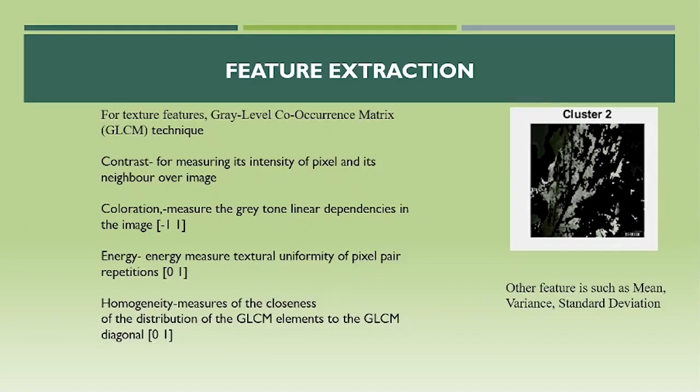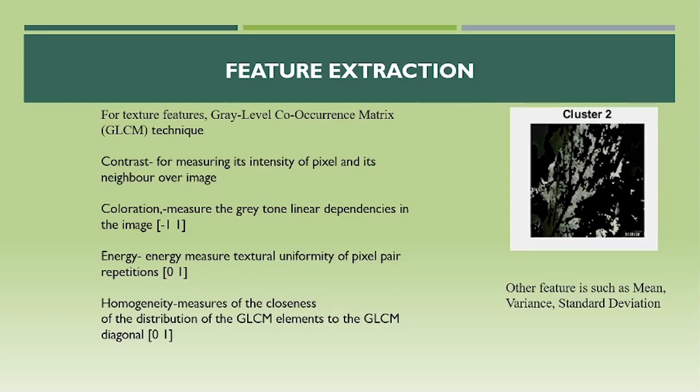We have feature extraction in this section. We want to extract the useful information from the cluster that we choose. So from the image, we want to extract the contrast, correlation, energy, and homogeneity. These statistics are from the gray level co-occurrence matrix technique. Other features are mean, variance, and standard deviation.